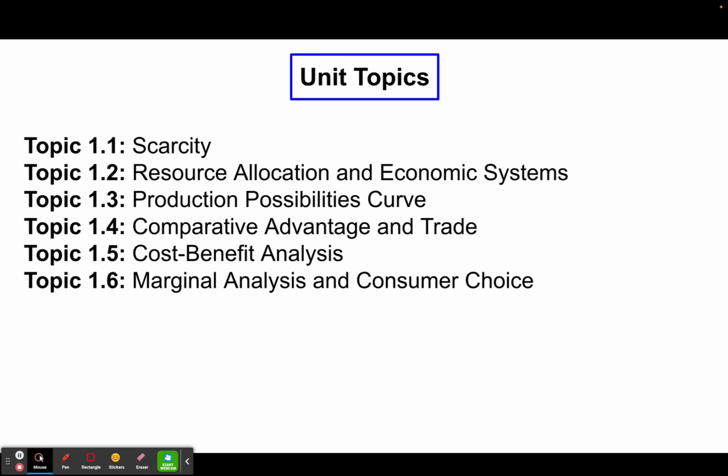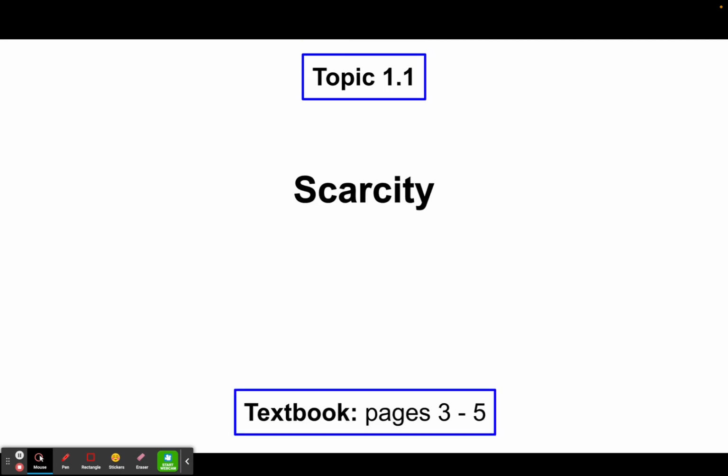So we've got scarcity, followed by resource allocation and economic systems, production possibilities curve, comparative advantage in trade, cost benefit analysis, and then marginal analysis and consumer choice. That's not something you necessarily need to write down or memorize, but just to give you a roadmap as to where we're going in this particular unit. So, with that out of the way, let's deal with topic 1.1 scarcity.